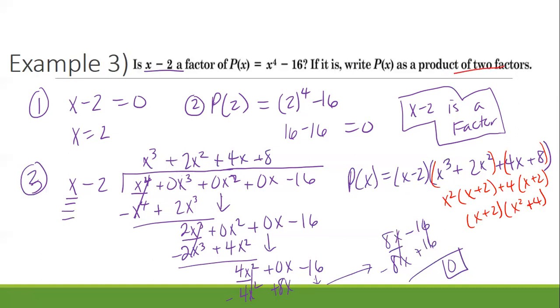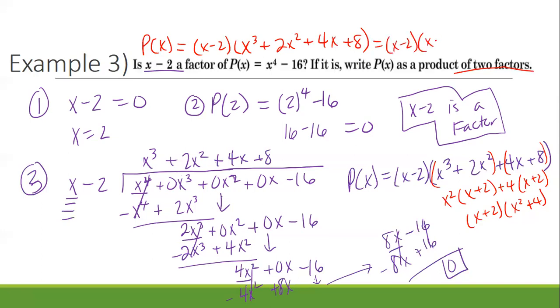But it says write a product of 2 factors, so I wouldn't have to go that far. So my answer: p of x equals x minus 2 times x cubed plus 2x squared plus 4x plus 8, which equals x minus 2 times x plus 2 times x squared plus 4. And that's how that would work.